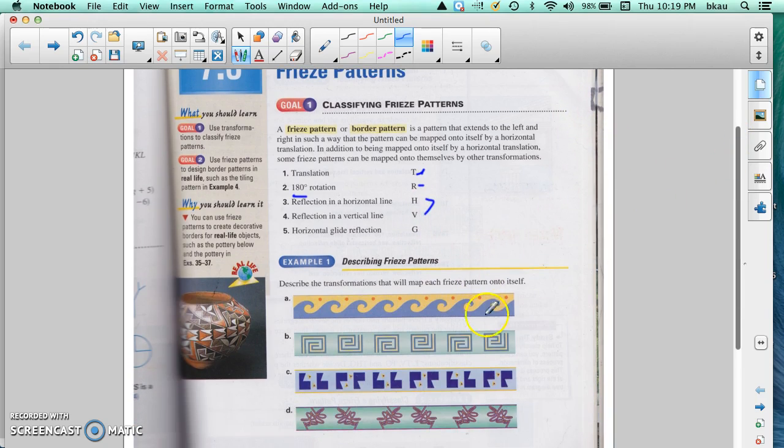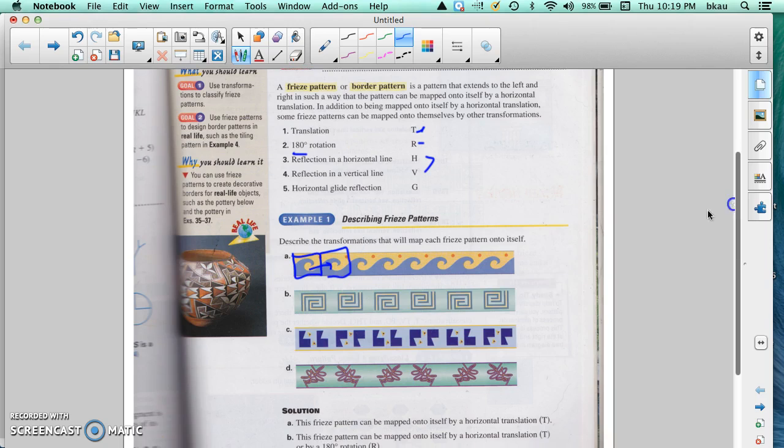As I said, these are vertical. If you look at this right here, you can see this pattern right here being repeated over and over again. This one's a translation. You just pick it up, move it over. Here's a translation of the same thing. So the first one here is a translation, horizontal translation. So that's what we have here. That's a T. So this is a T if you describe it by these letters.